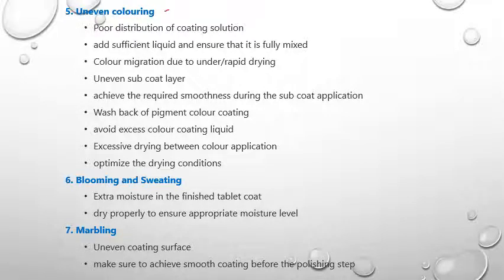Uneven coloring, caused by poor distribution of a coating solution. For the remedies, add sufficient liquid and ensure that it is fully mixed. Color migration, due to rapid drying and an uneven subcoat layer. Achieve the required smoothness during the subcoat application. This is the remedy. Wash back of pigment of color coating. This is the remedy for the same: avoid the excess color of the coating liquid.